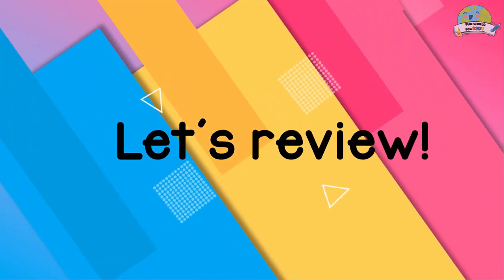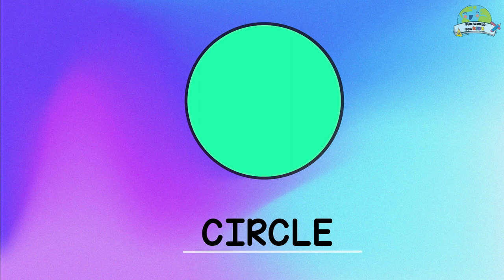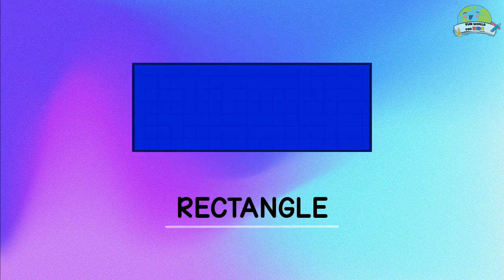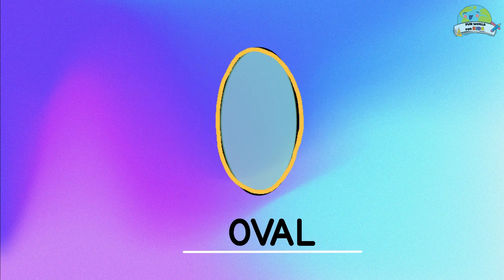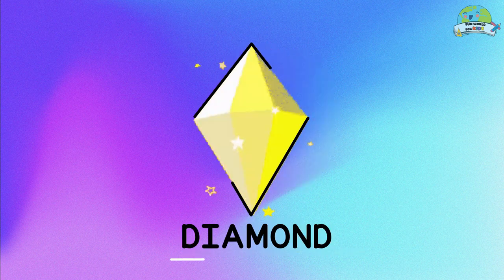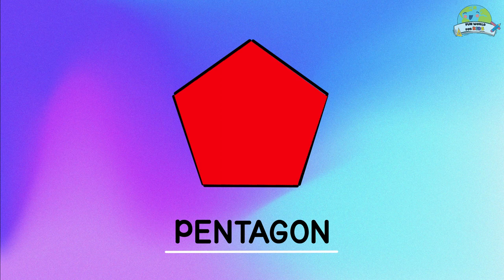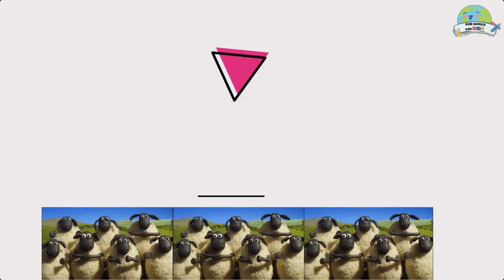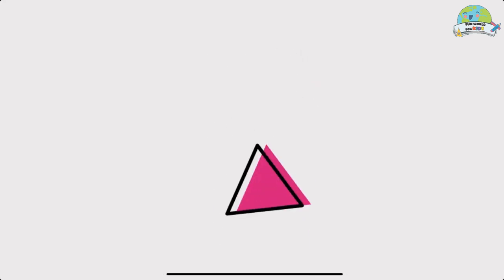Let's review. Circle, triangle, square, rectangle, oval, diamond, pentagon, hexagon. Very well. You have learned two-dimensional geometric shapes.